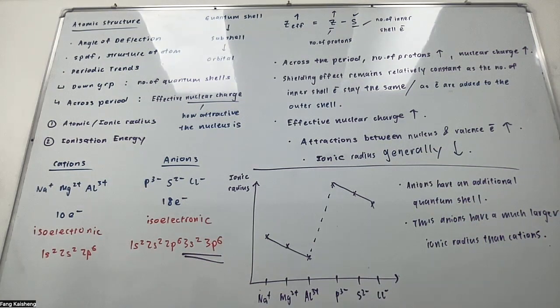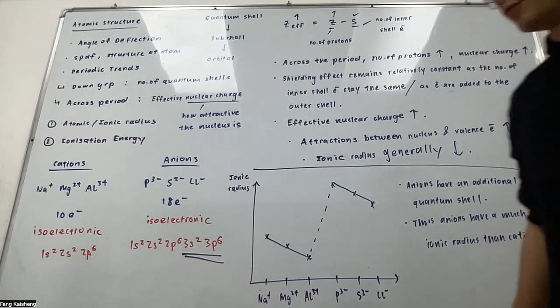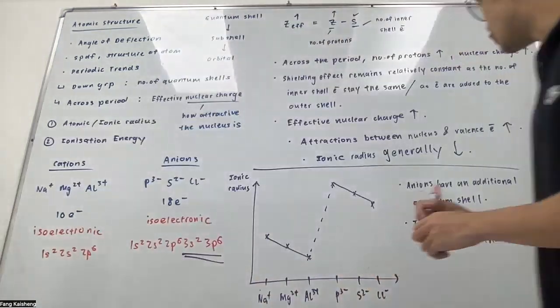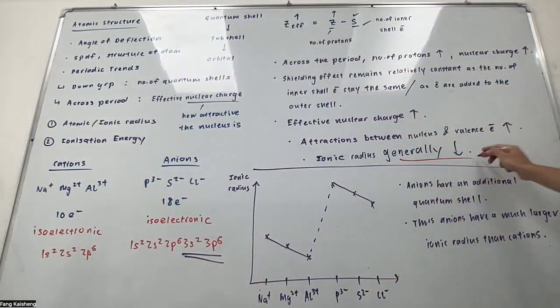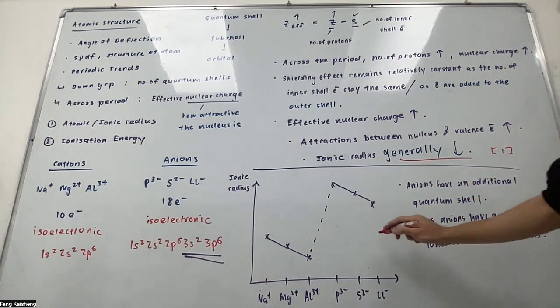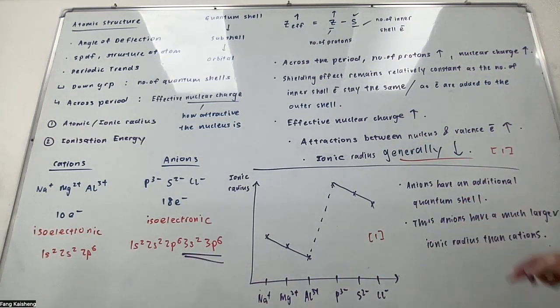So let me just show you guys the mark allocation once more. You explain the general trend, this whole thing over here, up until here, 1 mark. The graph itself, probably another mark. Last but not least, to explain why there is an anomaly, final mark.